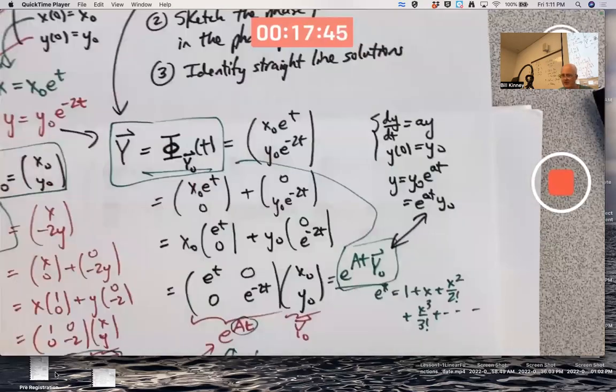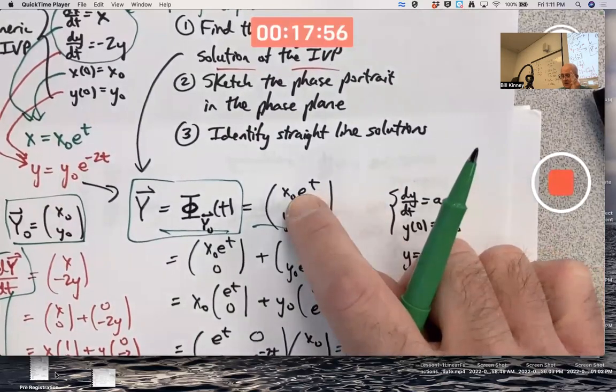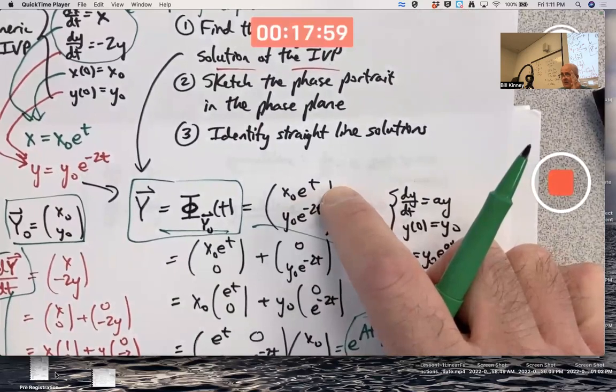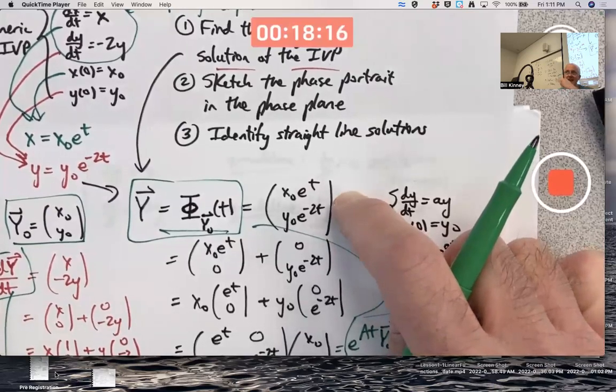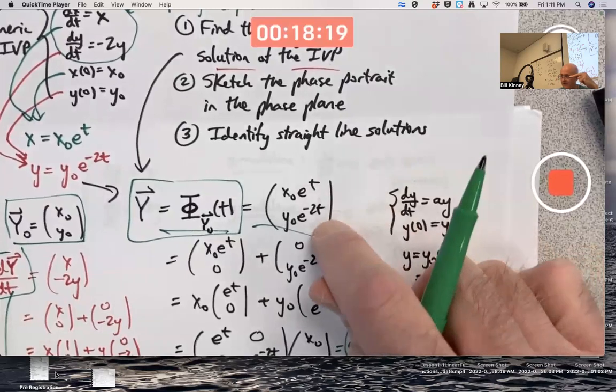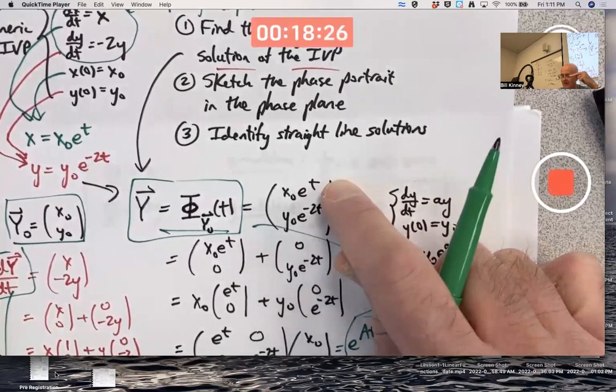You could think about that with the formula as well. If you start on the y-axis, up and down, where the initial value of x is 0, the first component is going to go away. You get 0 for the first component and an exponential decay for the second component, which goes to 0 as t goes to infinity. In the y direction, the origin is going to be a sink. The arrows will point toward the origin. On the other hand, if you're on the horizontal x-axis where y is 0, the second component is 0, and the first component goes away from 0 as t goes to infinity. It grows. So in the horizontal direction, the origin is a source.